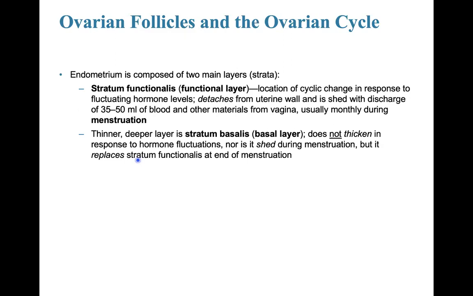When you look at the endometrium of the uterine wall, there are two layers, a stratum functionalis, or functional layer, and a stratum basale, or basal layer. The functional layer is the location of the cyclical changes in response to the fluctuating hormone levels. It will actually detach from the uterine walls and is shed with discharge of about 35 to 50 mL of blood and other materials from the vaginal tract, usually monthly during menstruation.